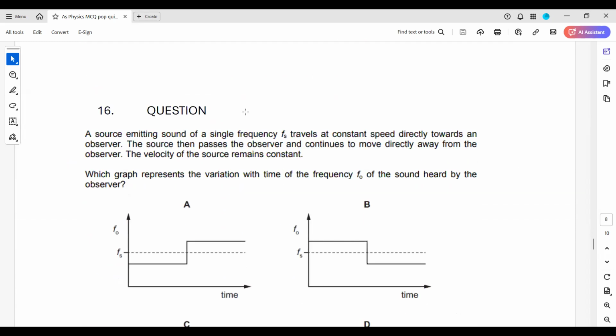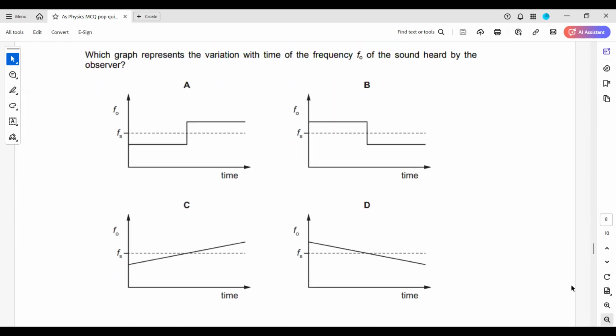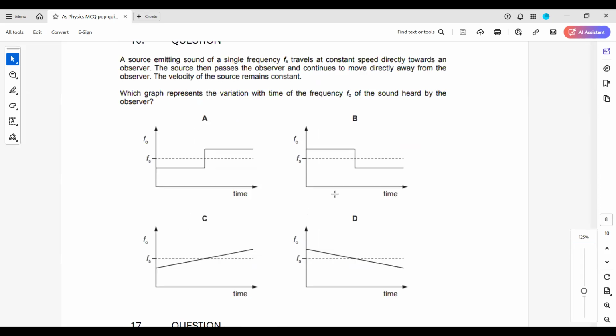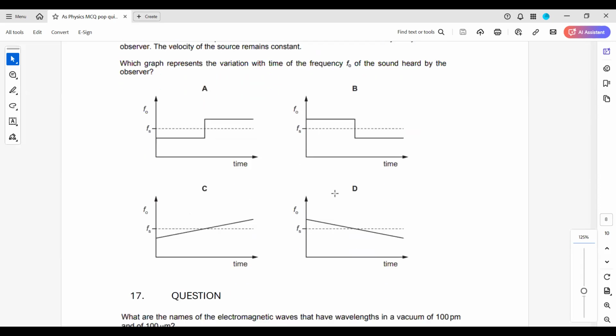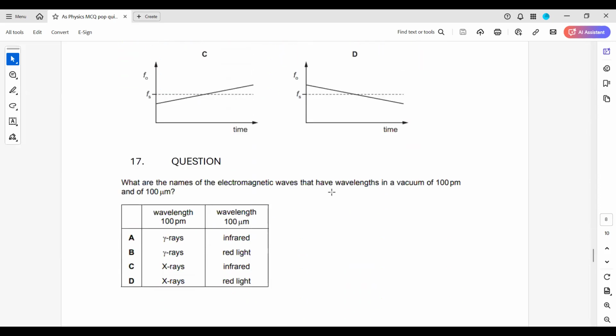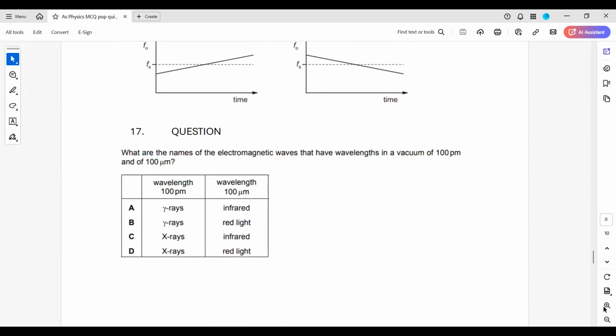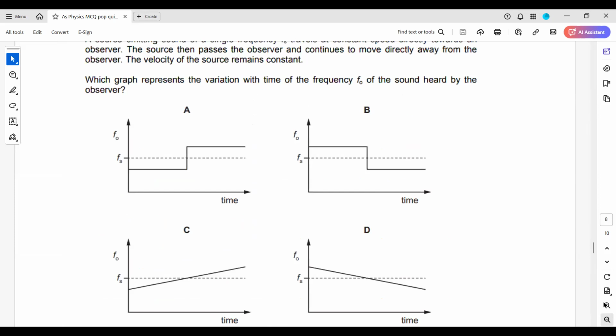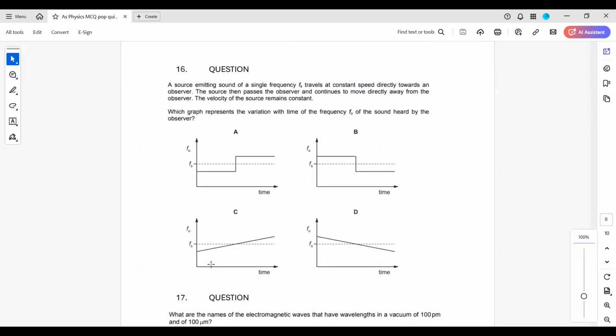Question 16, any doubt? It's related to the Doppler effect, the relative change in the frequency. Question 17, any doubt? Question 16. Yes, sure, I will explain question 16.